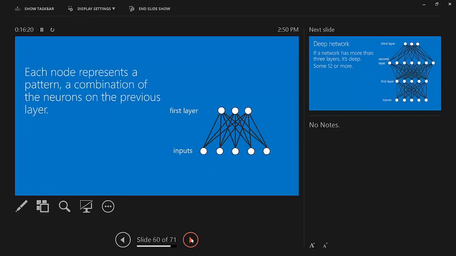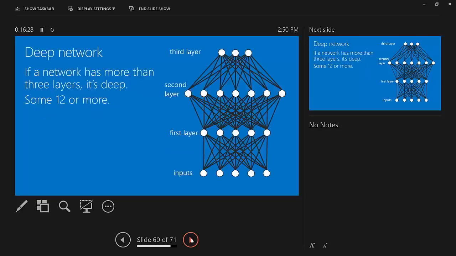So what we just looked at was a single layer. We have inputs, we have outputs. Every output is a combination of things that were on the previous layer. Now there's no reason then that we can't turn around and take that output layer and make it inputs for the next layer, and do that again and again. If a network has more than 3 layers or so, we call it deep. Some have more than 12. In some recent research at Microsoft, there are deep neural networks with more than 1,000 layers. There's no theoretical reason to limit the number of layers that you have. It just depends on the specifics of your problem.